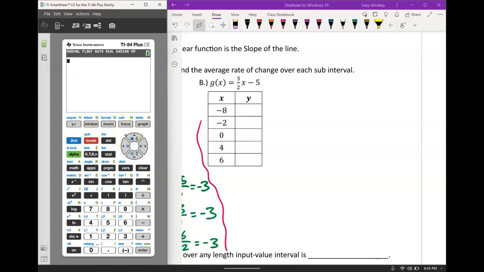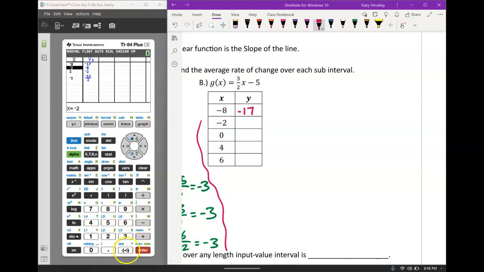I can use my table feature like we looked at earlier. So I need negative 8. Negative 8 gives me negative 17. Negative 2 gives me negative 8. 0 gives me negative 5. 4 gives me 1. And 6 gives me 4.